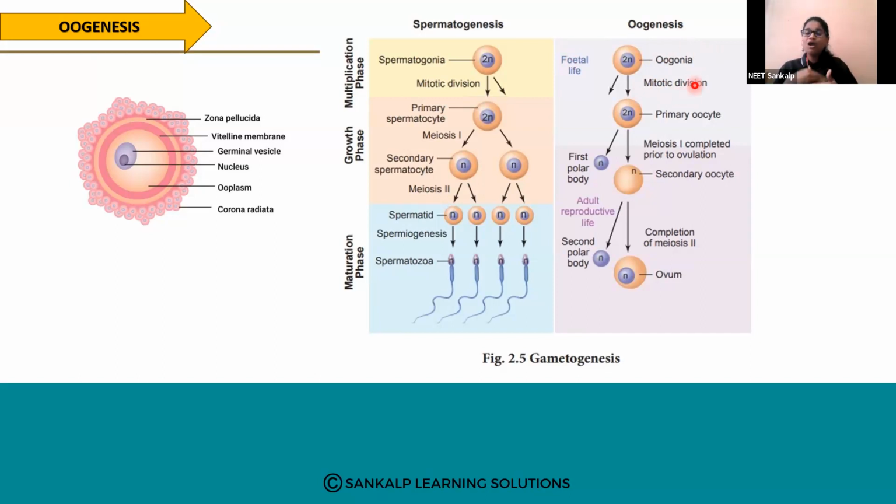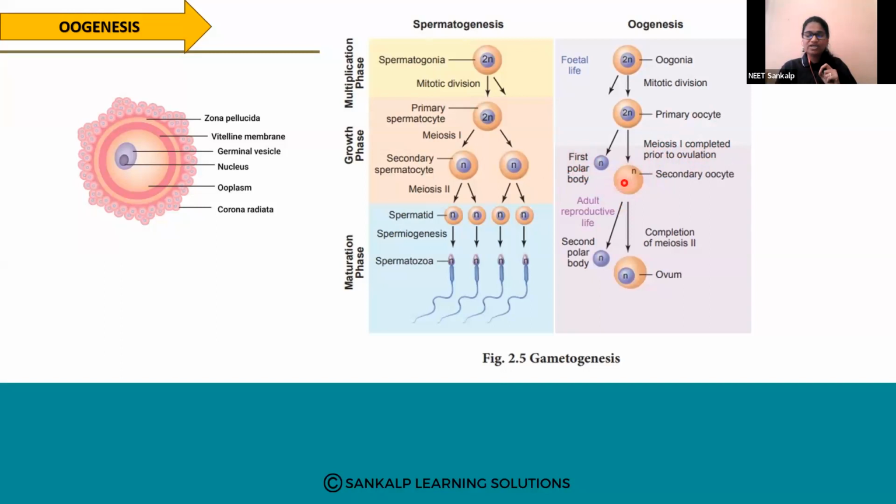The oogonia undergoes mitotic division. Then it forms the primary oocyte. So this primary oocyte will undergo meiosis. In meiosis, we know that we have meiosis 1 and meiosis 2. The primary oocyte will first undergo meiosis 1, which is completed prior to ovulation. So the products of meiosis 1 here are the secondary oocyte and the first polar body.